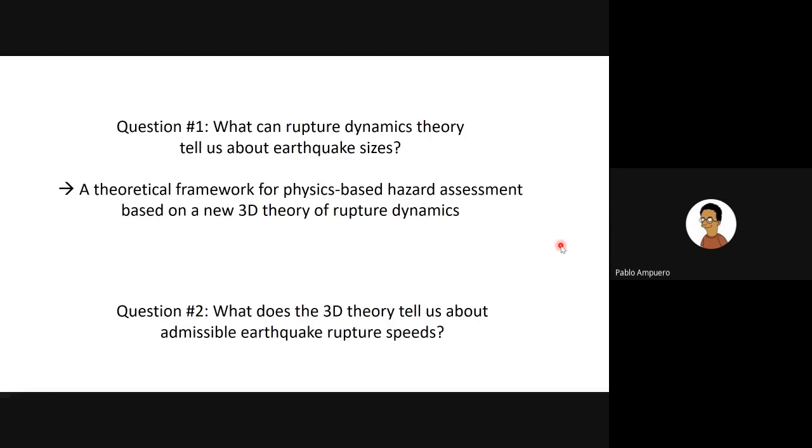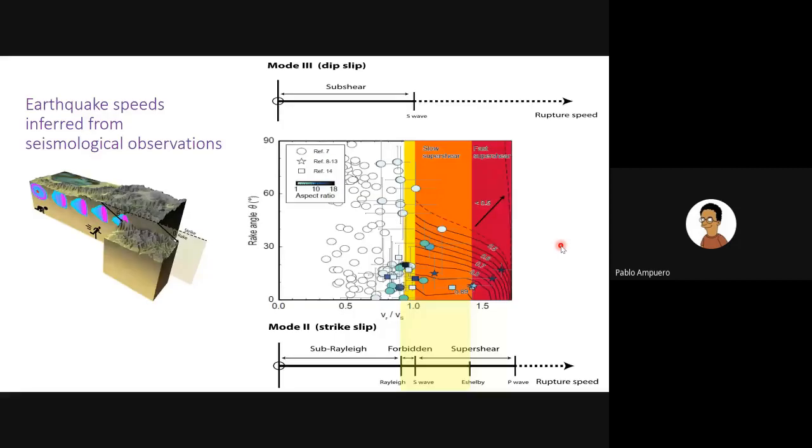Now let's go to question number 2. What does the theory tell us about earthquake rupture speeds? To repeat, the puzzle was that there are some earthquakes that propagate within this range of rupture speeds that, in 2D theory, would be inadmissible.